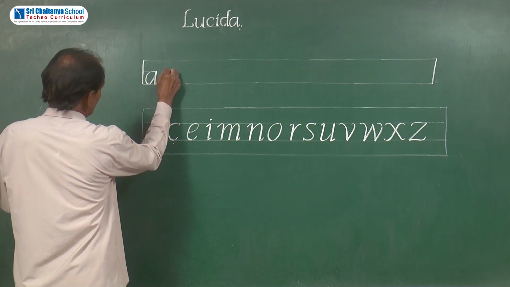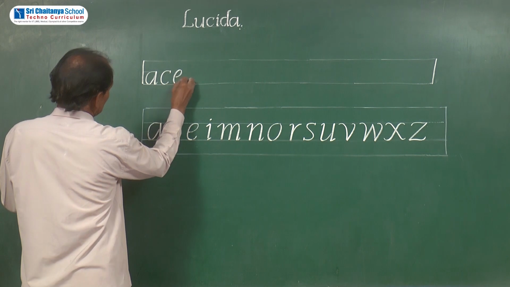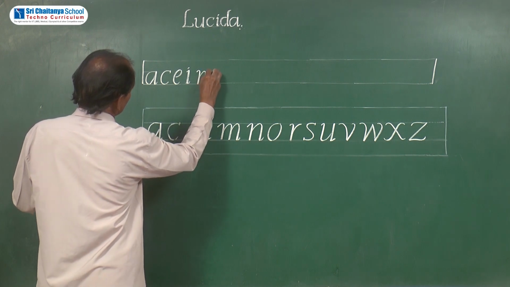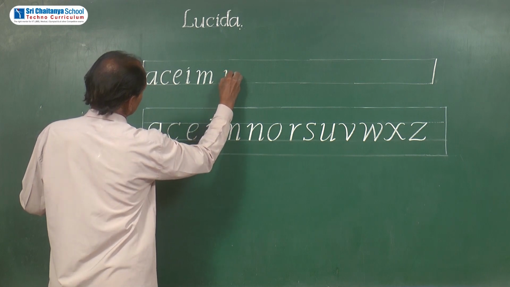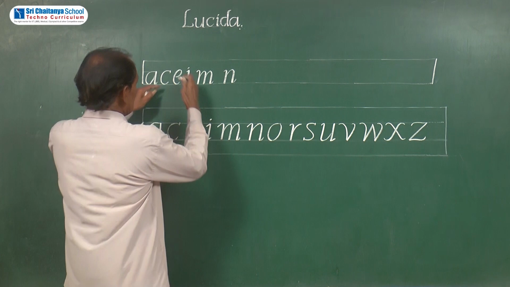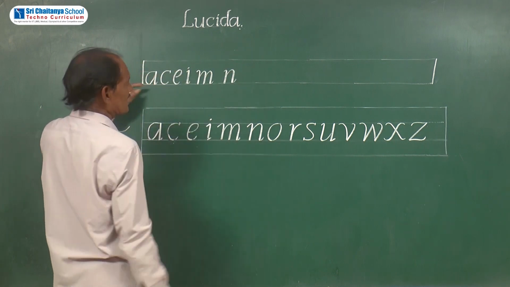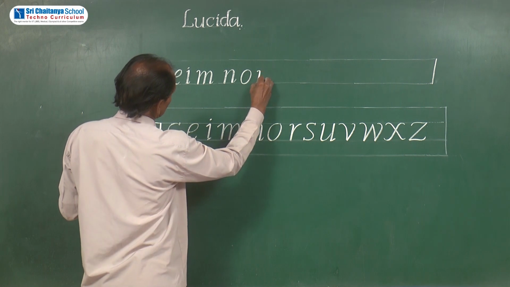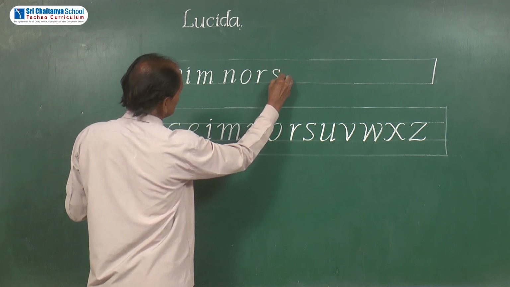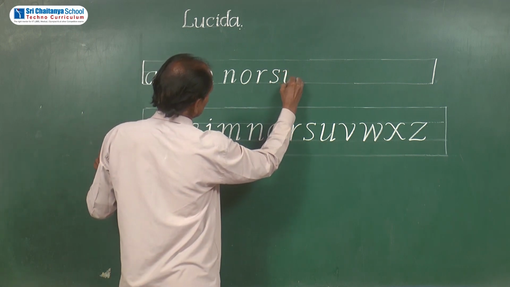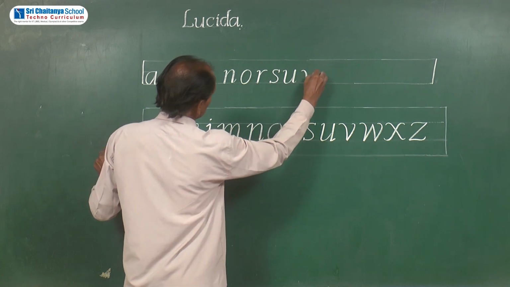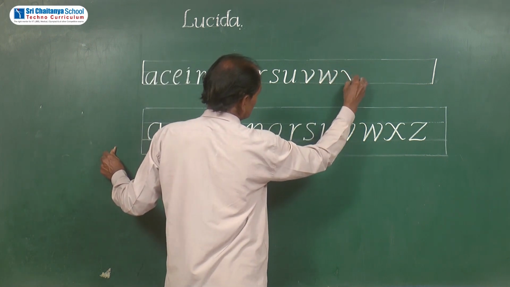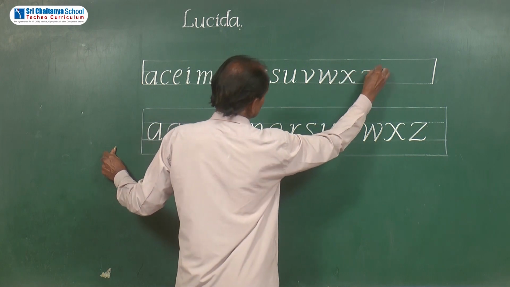A, C, E, I, M, N. The size of the letter should not exceed more than 50% of this 2 lines pattern. O, R, S, U, V, W, X, and Z.